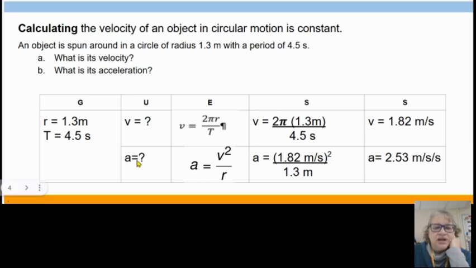Then, finding the acceleration, we need to use that velocity squared divided by the radius. So 1.82 meters per second squared, our radius is 1.3 meters. And so our acceleration is 2.53 meters per second per second.